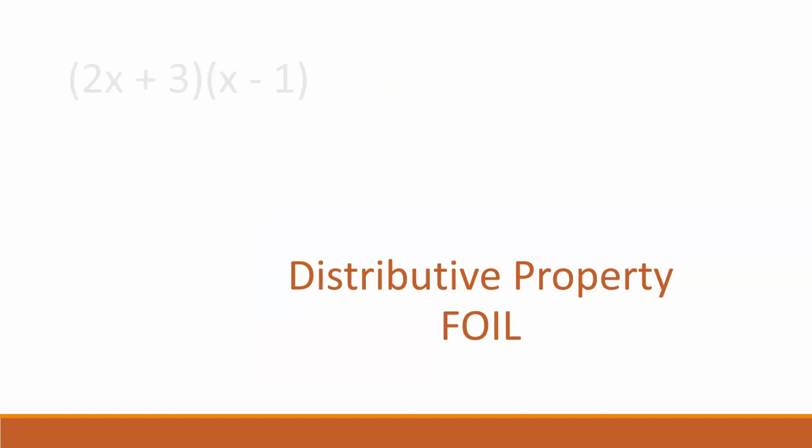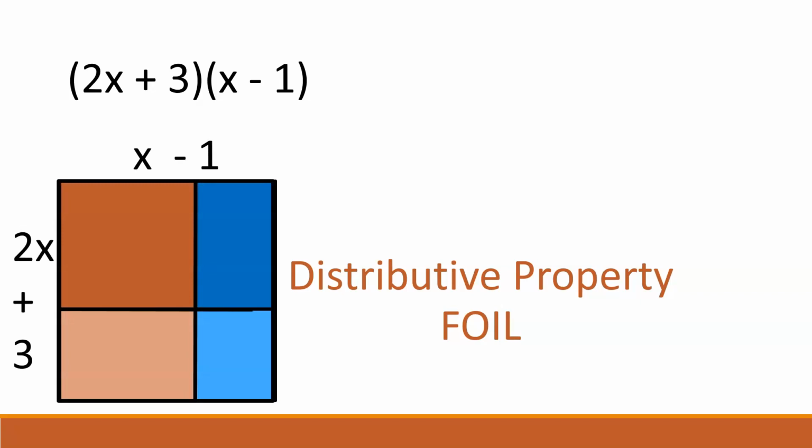Okay, let's look at another one. Let's see if we can multiply 2x plus 3 times x minus 1. Here's what the model would look like. We have a rectangle that measures 2x plus 3 on one side, x minus 1 on the other. We've got the four smaller rectangles that make up the total area.